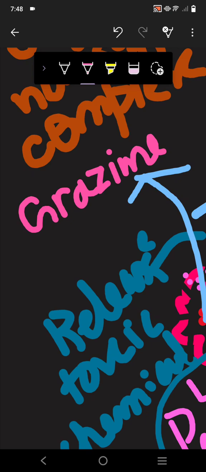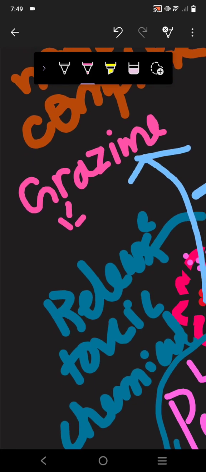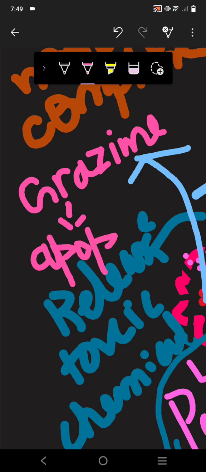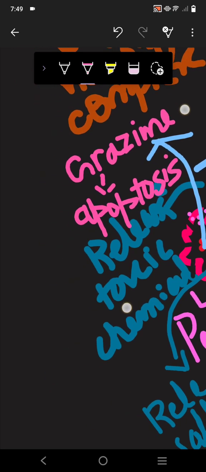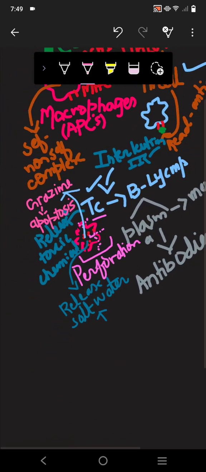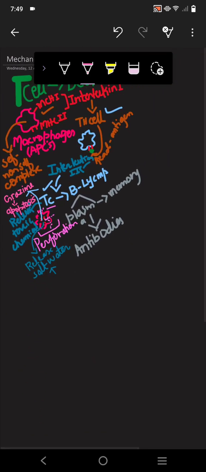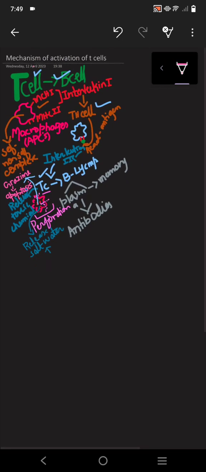What's the purpose of it? The granzyme enzyme will cause apoptosis, meaning it will burst the cell. Apoptosis is a process in which the cell is burst because the enzyme is released, it catalyzes the process, and apoptosis occurs. When the cell bursts, the antigen will also die. So this is how the T cells are activated.